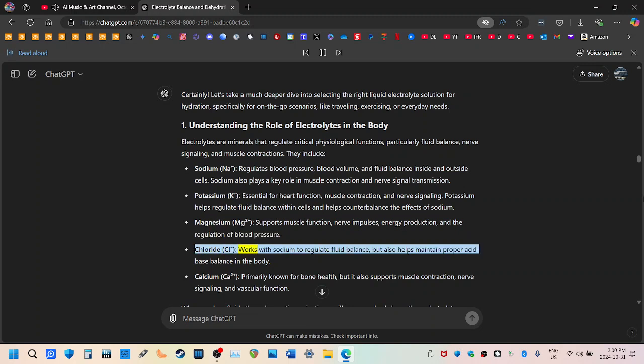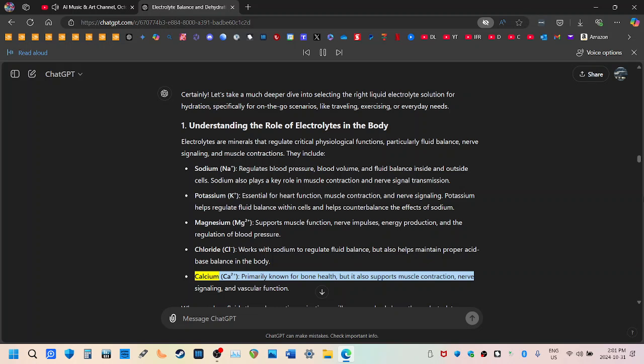Chloride, Cl, works with sodium to regulate fluid balance, but also helps maintain proper acid-base balance in the body. Calcium, Ca2+, is primarily known for bone health, but it also supports muscle contraction, nerve signaling, and vascular function.